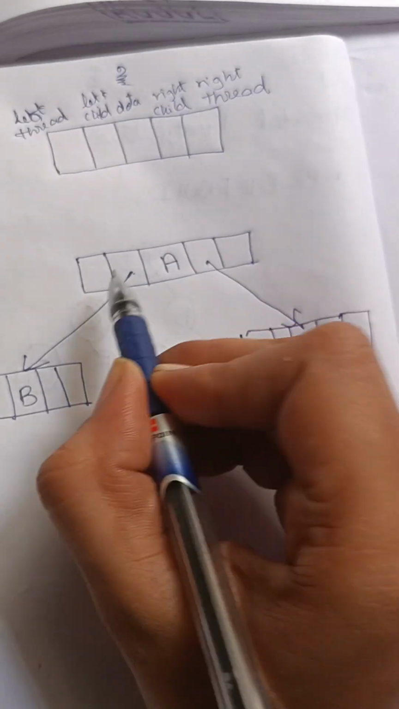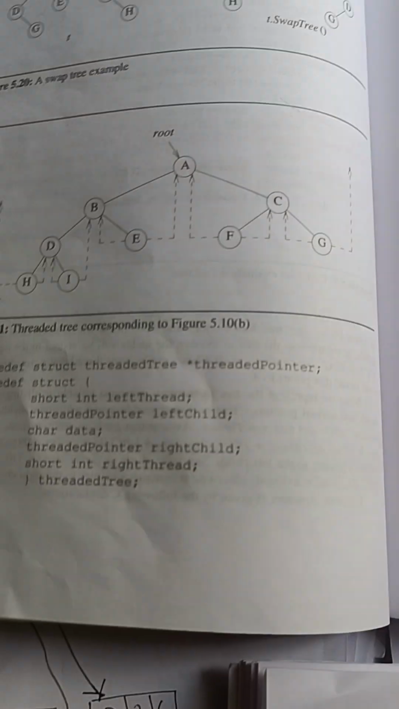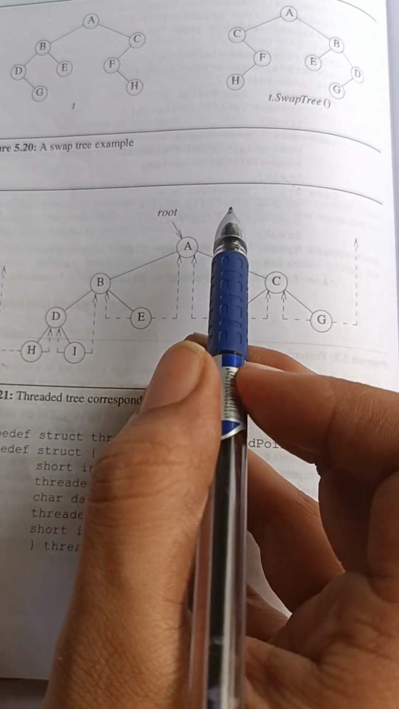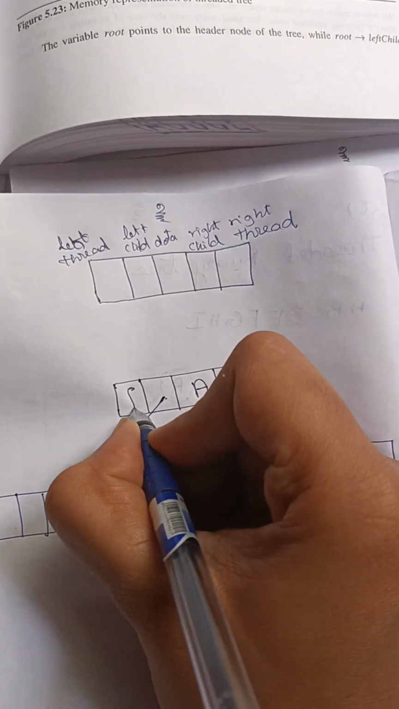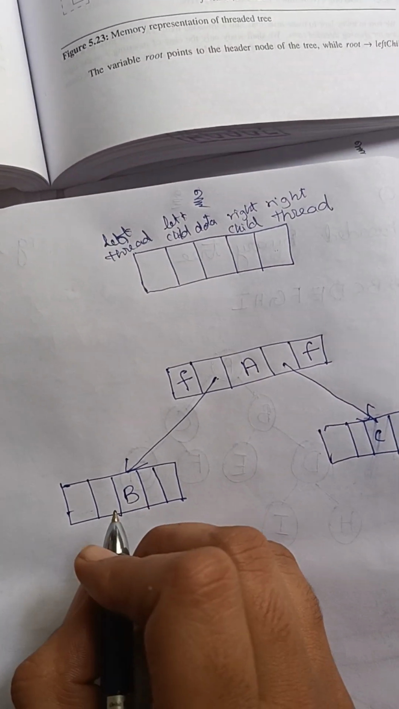What are these two fields? This is for the left thread. This is for the right thread. Go refer to your threaded binary tree. Is there a thread coming out of your A? No, right? Then mark it as false. F.